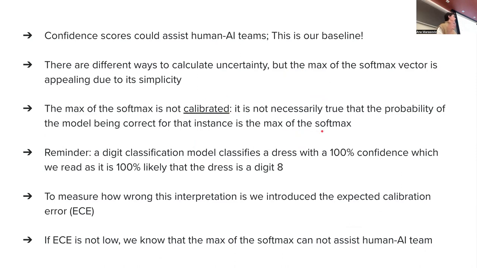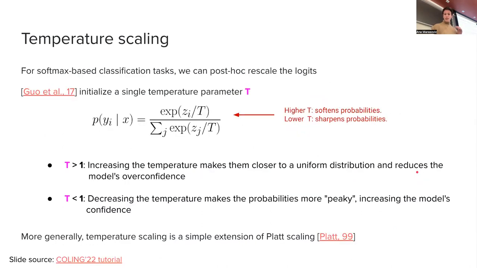This situation where this probability is not the true probability, that is, the fraction of times the model will be correct for this example, means it's not calibrated. And to measure the errors from calibration, we have introduced expected calibration error. And if ECE is high, we have said that the max of the softmax cannot assist human-AI teaming, right? We know that the error is high. So we didn't give up, of course. That's not what we do. We have covered multiple methods of how we can fix this.